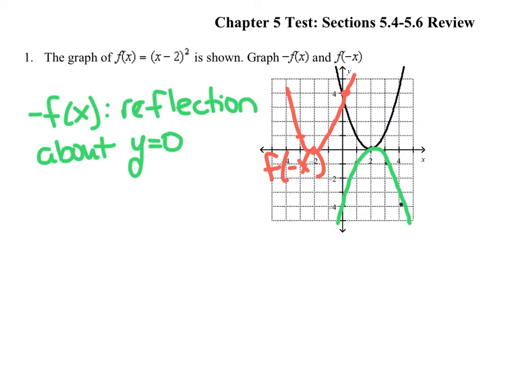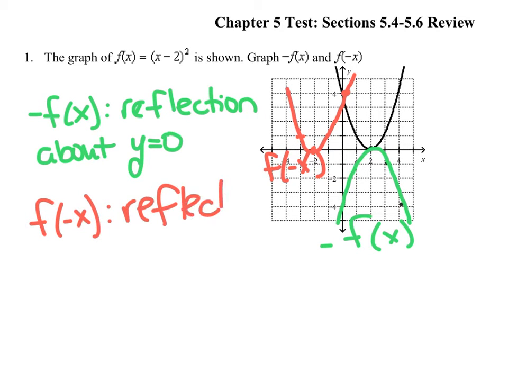And then the other one is your negative on the outside of x. So for the pink one, f of negative x is a reflection about x equals 0, also known as the y-axis. All right, moving on.